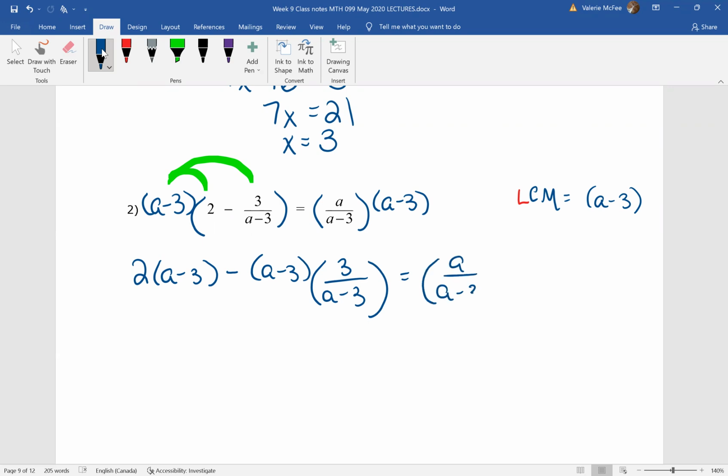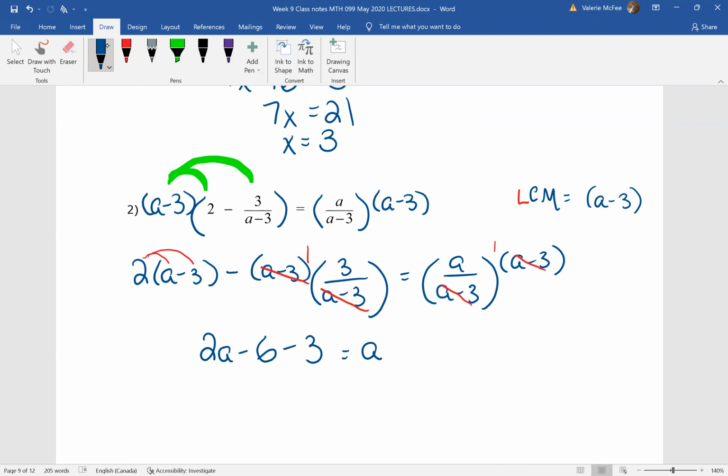And then the right side of the equation times a minus 3. Again, this gets rid of the fractions. A minus 3 divided by a minus 3 is 1. And we can use the distributive property here to open those brackets. 1 times 3.